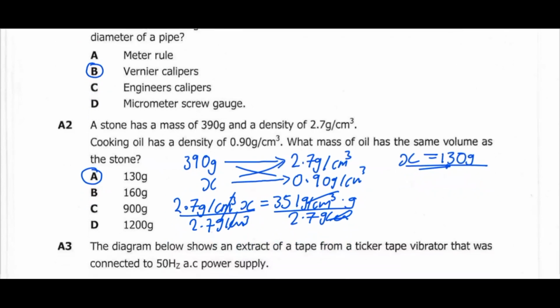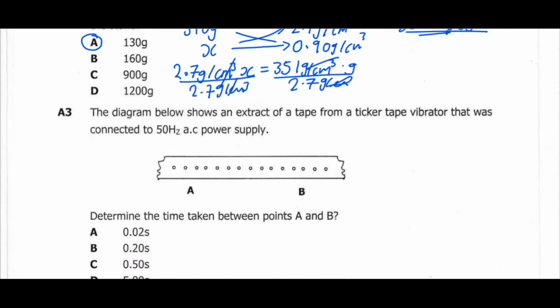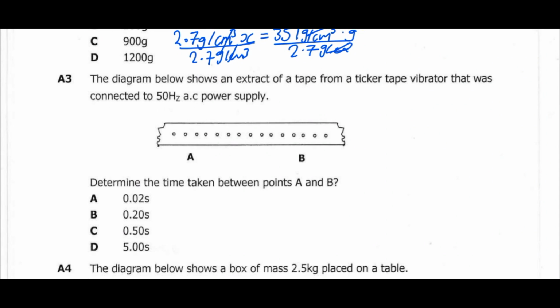Okay, so we move on to question 3. The diagram below shows an extract of a tape from a tape vibrator that was connected to a 50 Hz AC power supply. Determine the time taken between points A and B.